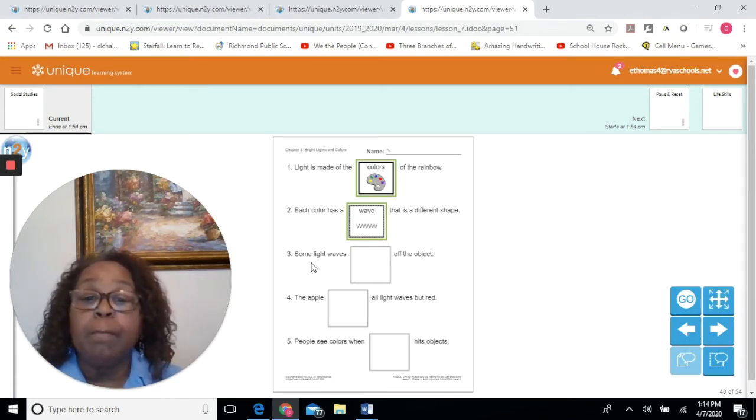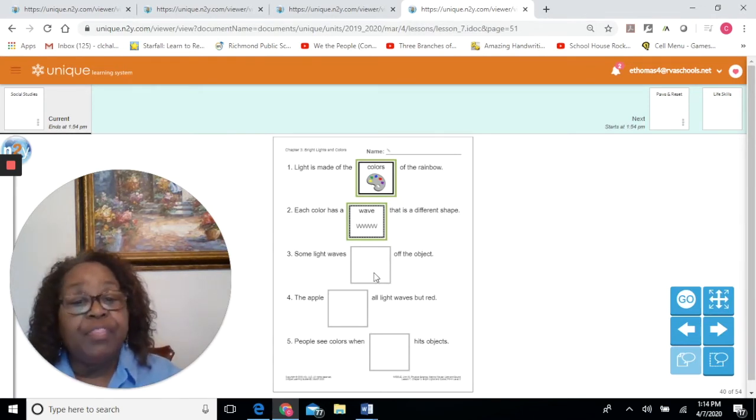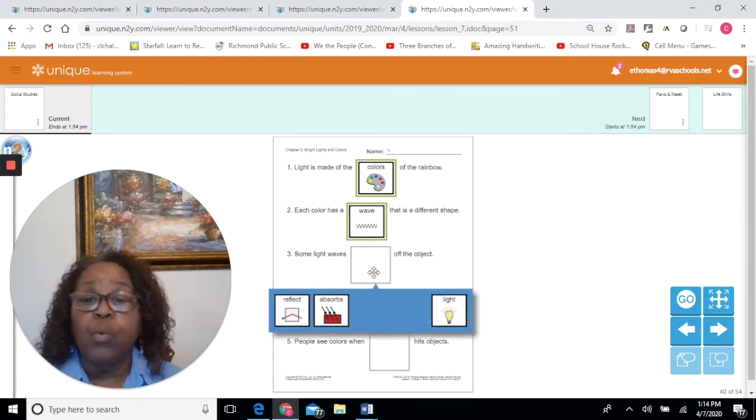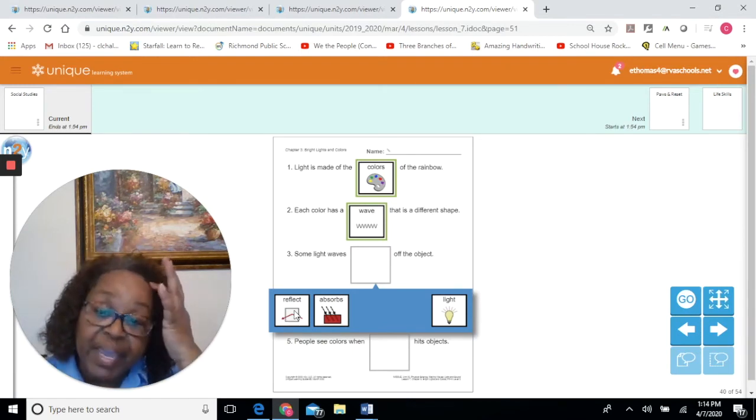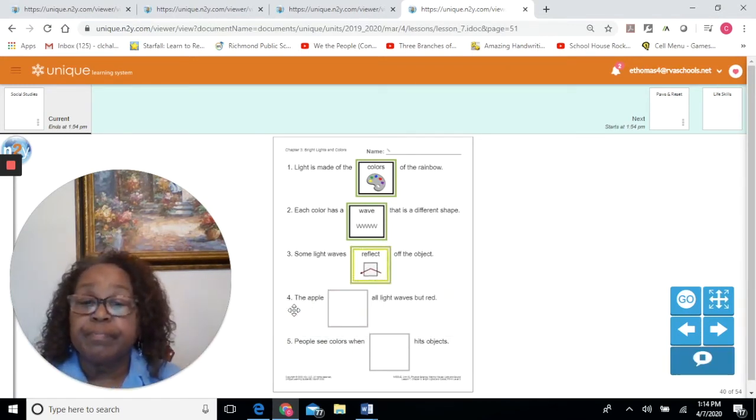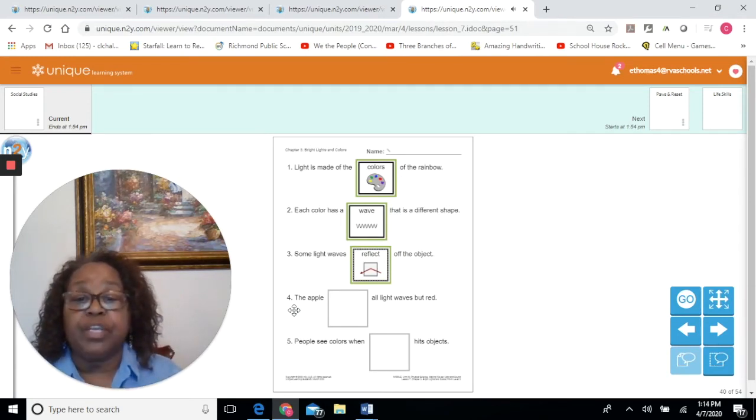Some light waves blank off the object. I think we remember this one very well. Let's try the word reflect. Reflect means bounce. Excellent. Some light waves reflect off the object.